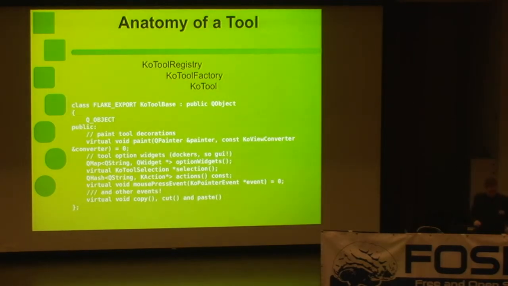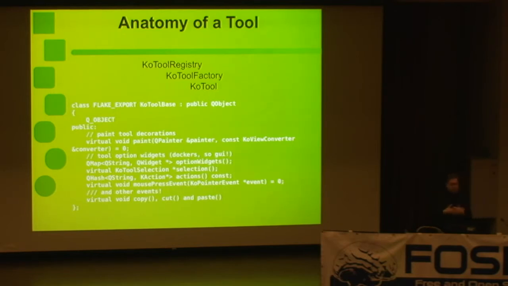And that also means that the interface of a tool is really big. This is just a subset. Again, a tool can paint itself on the canvas. Because if, for instance, you want to drag a box on screen, you want to show those rubber bands. If you want to select something, you want to show rubber bands. If you want to paint a vector, you want to show something. If you manipulate a grid, you want to show the grid. All that is tool decorations.